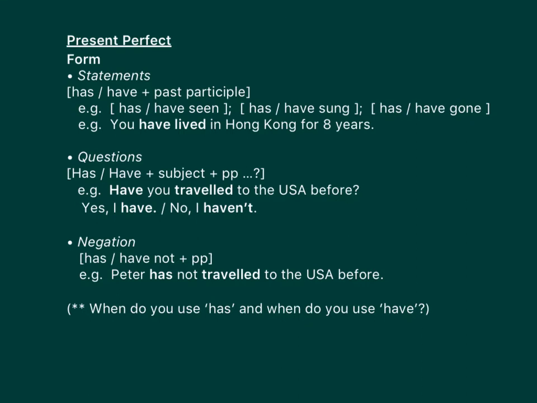The third form is in a negation. It is formed by the word has or have plus not plus the past participle of a verb. For example, Peter has not traveled to the USA before. Now, a question for you. When do you use has and when do you use have?